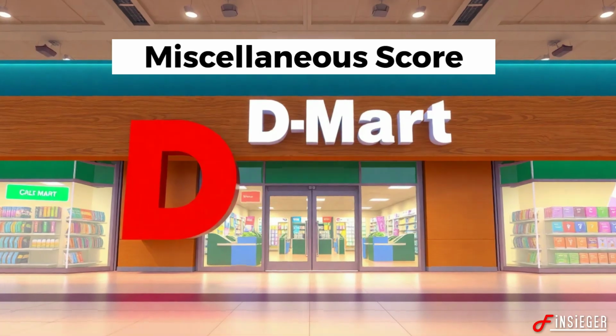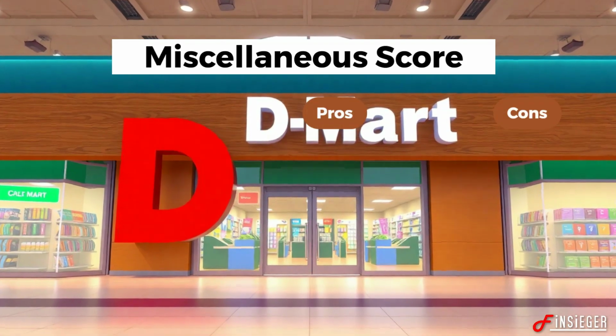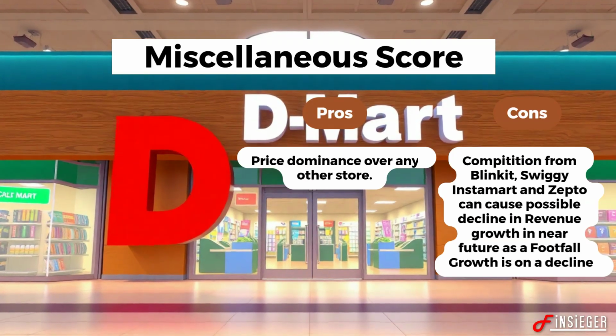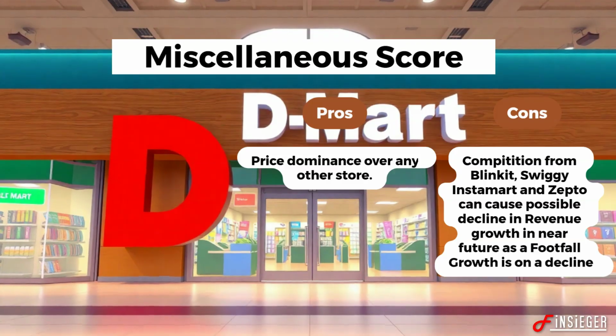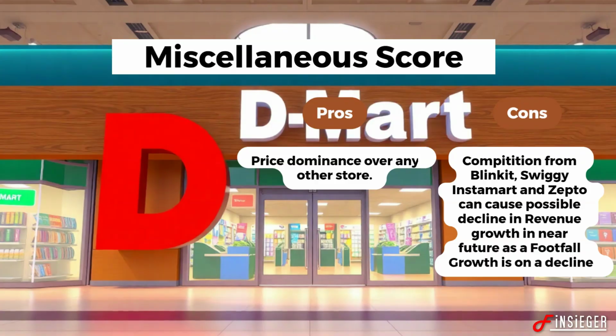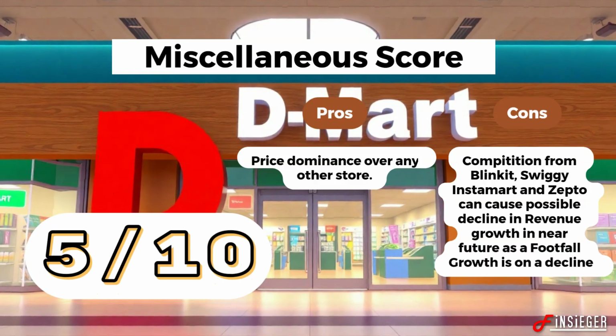In miscellaneous score, we will be looking for other pros and cons of the company. In Dmart's case, there is no doubt that they have a low pricing structure which helps them secure their customer base. But on the other hand, delivery companies such as Blinkit, Swiggy Instamart and Zepto can lower their market share in the near future. So they get a score of 5 out of a possible 10.